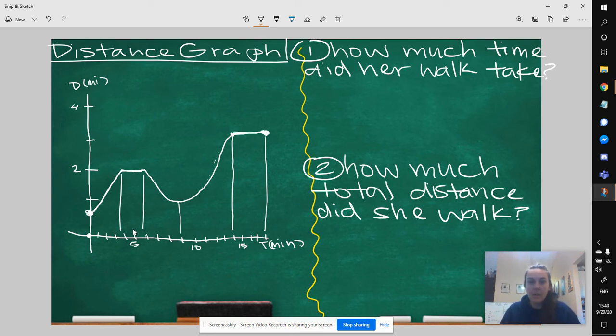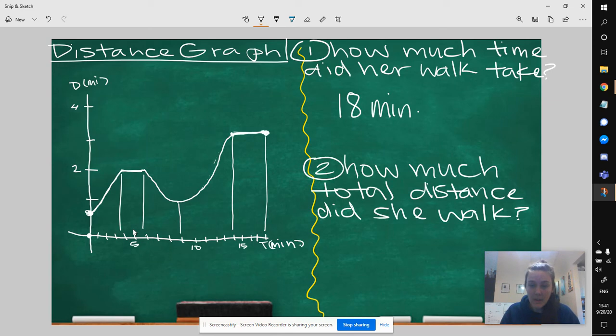Okay, so number 1, how much time did her walk take? It says her because I was thinking about it as me, but feel free to fill in your own pronouns. How much time did Miss Johnson's walk take? Pause. Unpause. These are going to look really silly if you don't pause them. Well, I started at 0 minutes, and then the graph ends right above 18 minutes. So the walk took me 18 minutes.